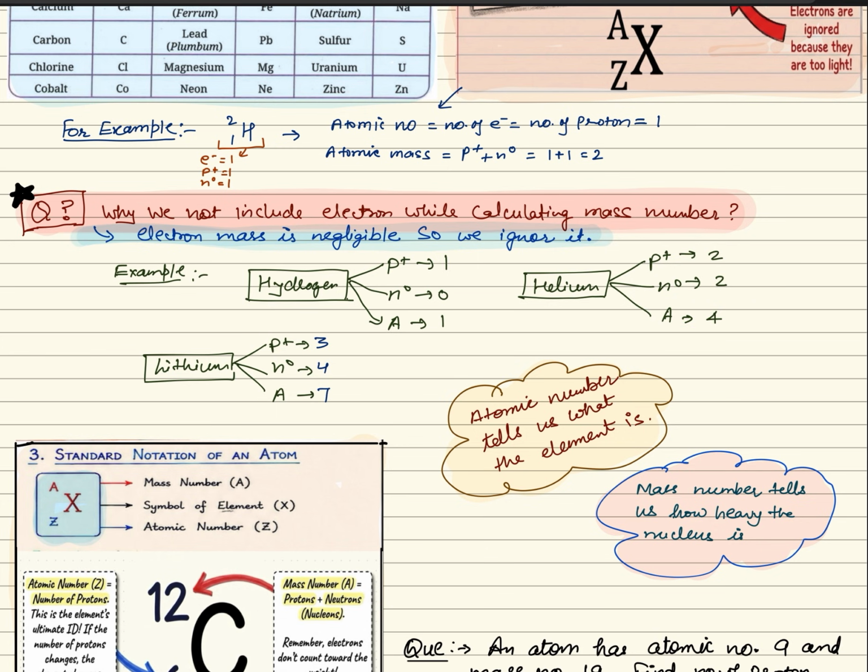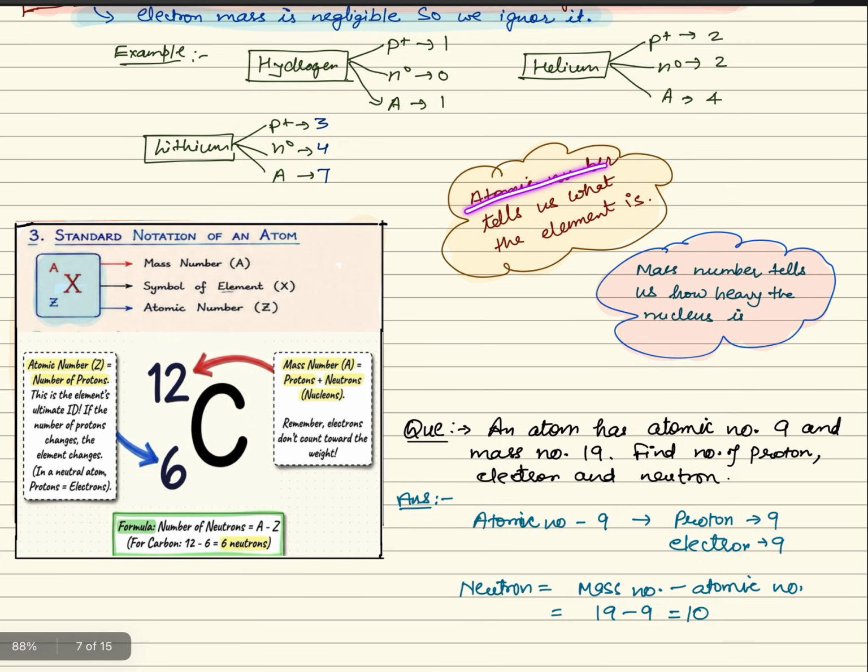Helium has 2 protons and 2 neutrons, so 2 plus 2 makes 4, so atomic mass is 4. And lithium has 3 protons and 4 neutrons, 3 plus 4 is 7, so atomic mass is 7. And atomic number is equal to the number of protons, so atomic number and electrons are 3. Now atomic number tells us what the element is, and mass number tells how heavy the nucleus is.